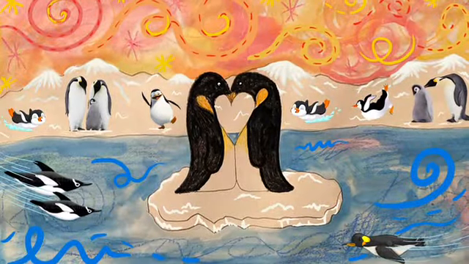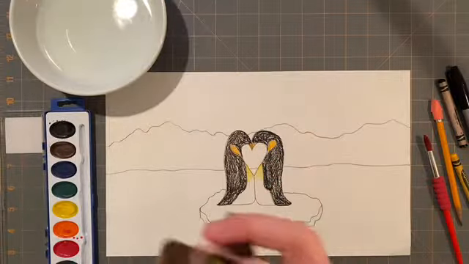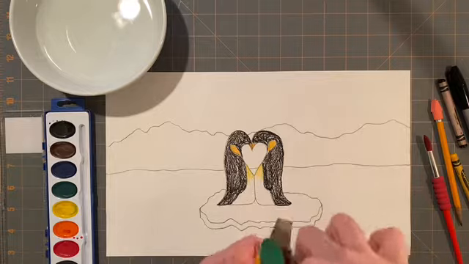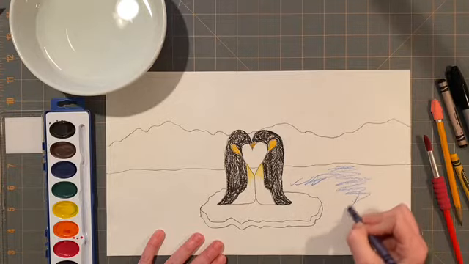And a lot more fun. All right, now it's time to add some color. We are going to start using crayons, and after the crayons, we will use our watercolors. Let's start by talking about warm and cool colors. We need cool colors to show the cold water of Antarctica.